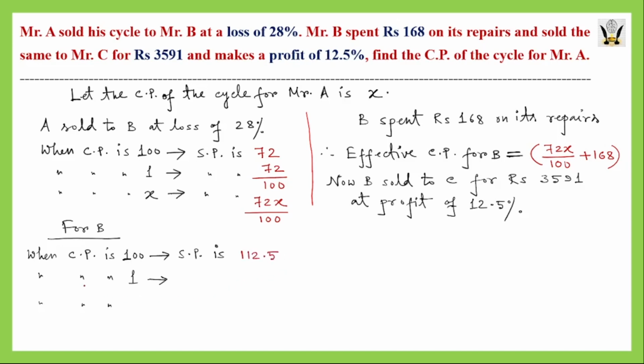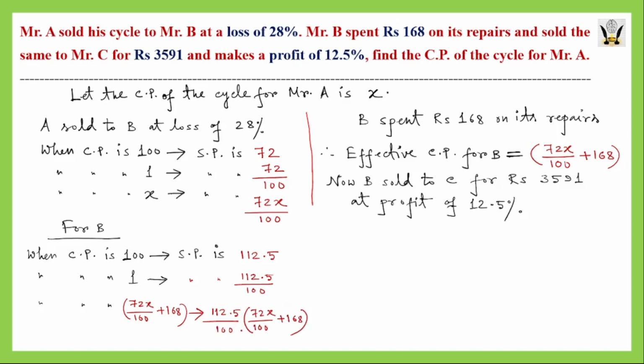So with respect to 100, now the selling price of that cycle will be 112.5 rupees. Now if the cost price of that cycle for Mr. B is 1, then the selling price will be 112.5 divided by 100. Now what is the cost price of the cycle for Mr. B? This is this much. So when the cost price is 72x divided by 100 plus 168, then the selling price will be 112.5 divided by 100, multiplied by 72x divided by 100 plus 168.